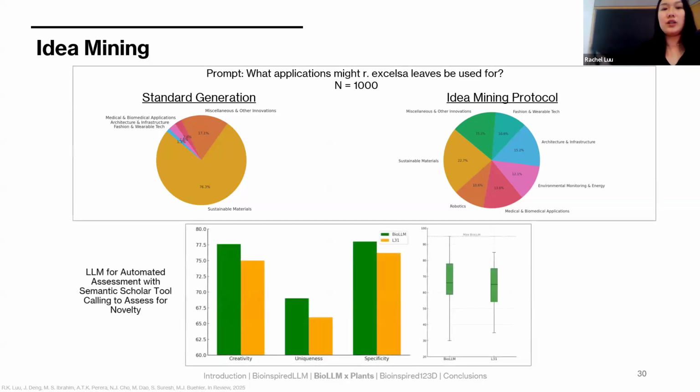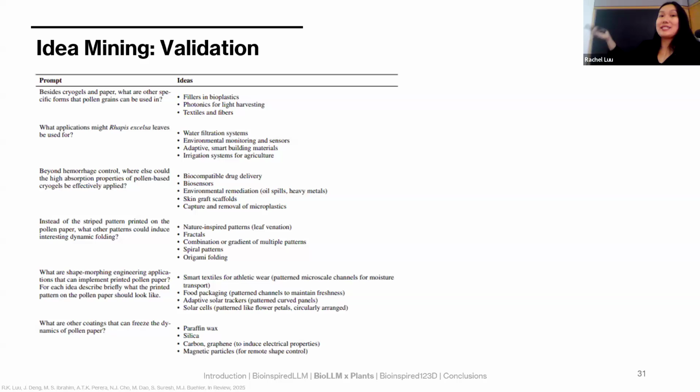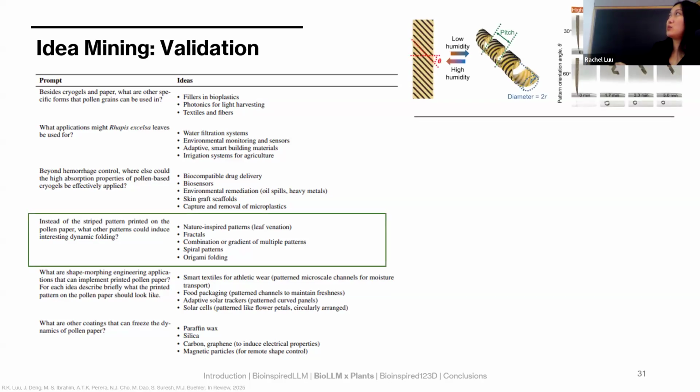And we also do a bit more analysis on this, where we also assess for novelty and really try to optimize this protocol that we built out. From there, here are examples of a few prompts and top ideas that we get from our system. And what was really awesome about working with our experimental collaborators was that we were able to actually experimentally validate a lot of these predictions. For instance, I talked a bit about how they can print on pollen paper to program actuation.